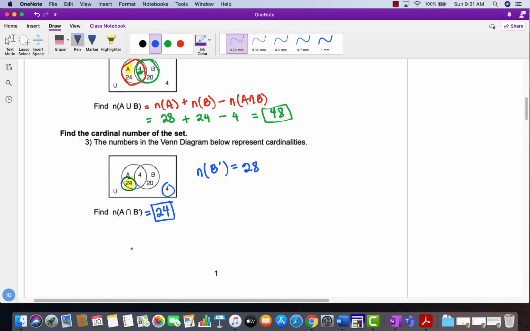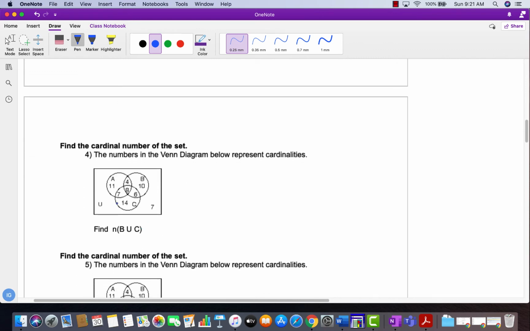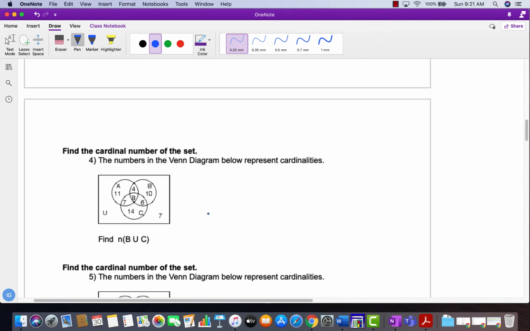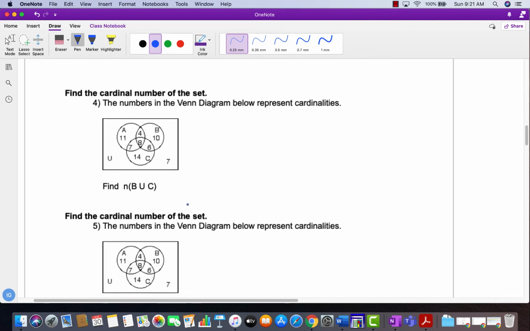We have a couple more examples on the next one. They get better and better. Look at the next one. Number 4. Look at this Venn diagram. Now we have an extra circle. Let me make it bigger. Okay, so we're still doing the same thing, but now they give you an extra circle.